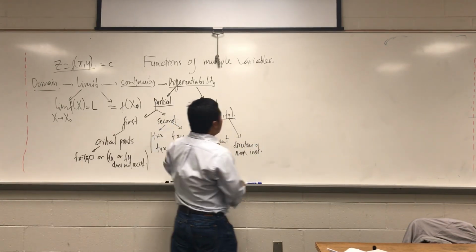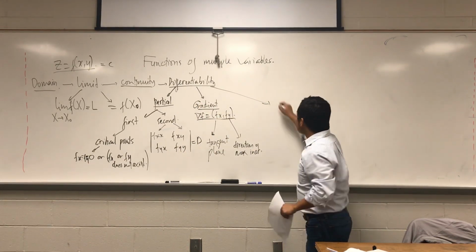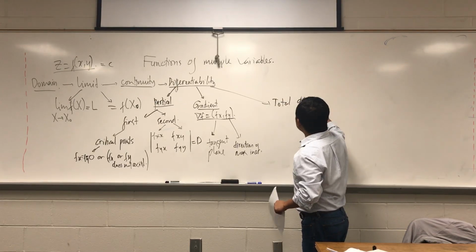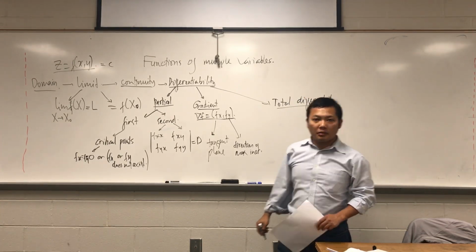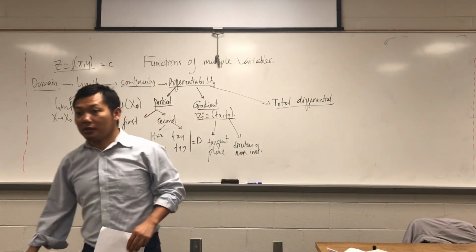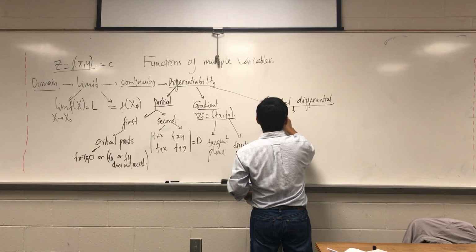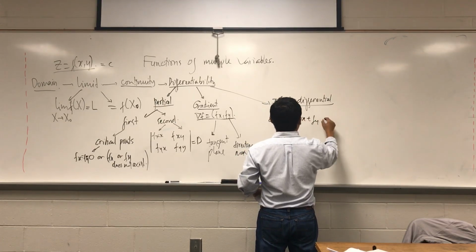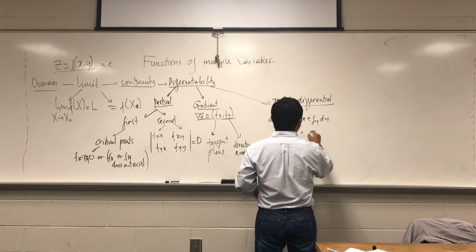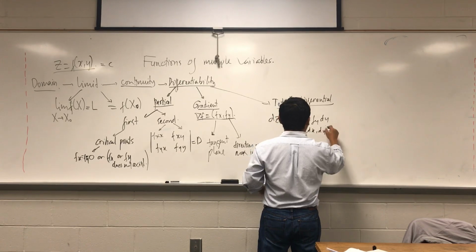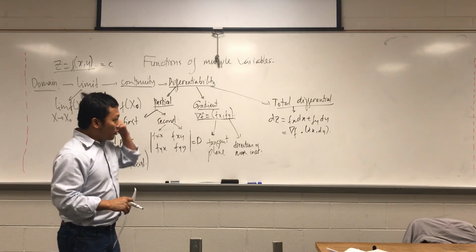After this gradient, we study what? Total differential. We study the total differential, and we use it to approximate the change of the function, right? The total differential is dz equal to fx dx plus fy dy. Or sometimes we just write it as the gradient dot product with (dx, dy). Just a dot product.